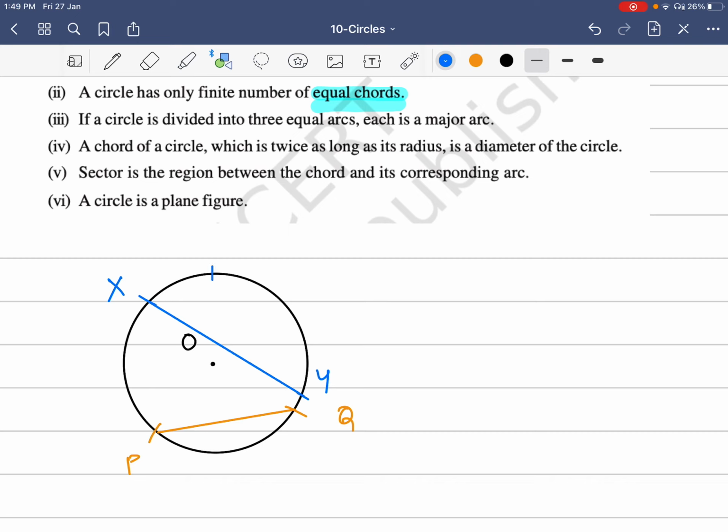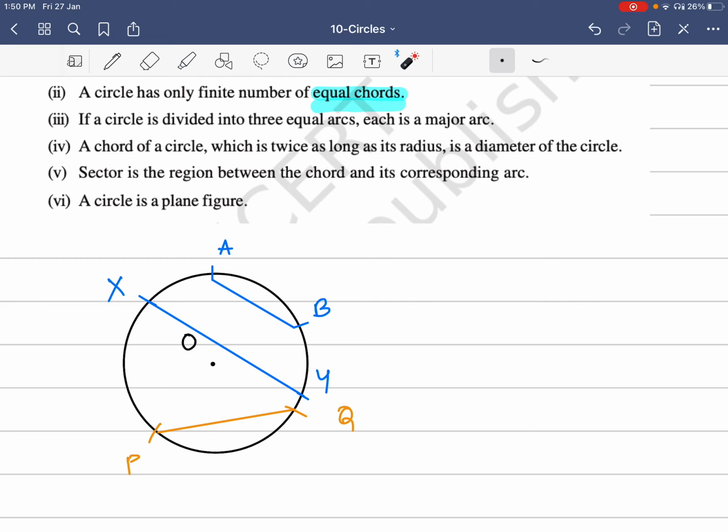Then let's take another chord here. This is a small chord. Let's call these A and B. So here you can see we have different chords in the same circle, but their lengths are also different. Very clearly this AB is shorter than XY. Now they are talking about equal chords.